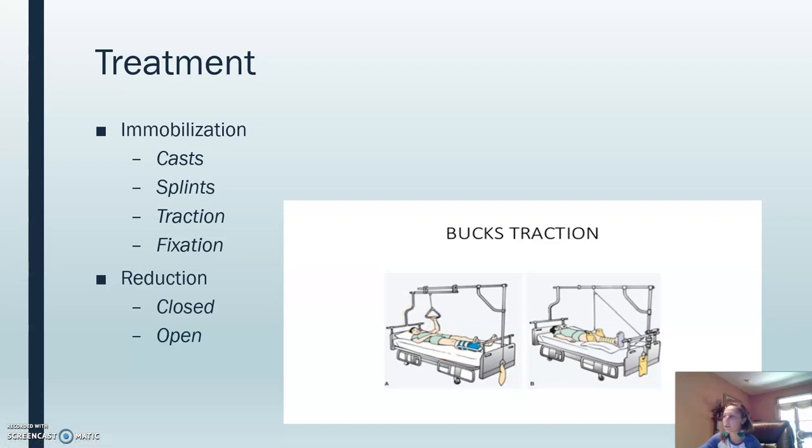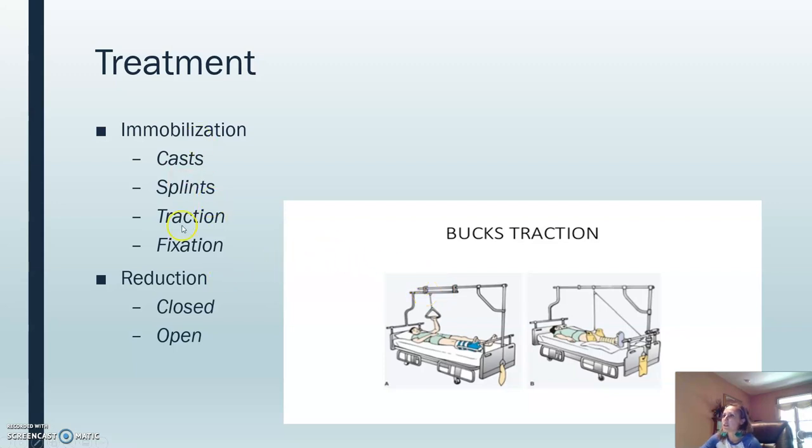So fixation can be internal or external. External fixation would be pins going through the skin into the bone to hold something in place, but usually, especially if it's a hip fracture, we'll do an open reduction and internal fixation where we're putting rods and screws inside and then closing them back up.